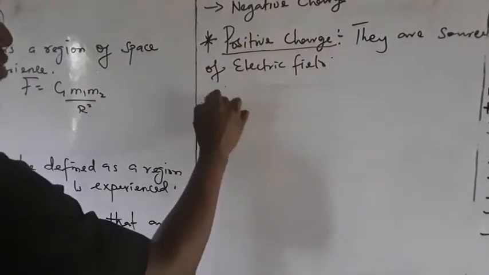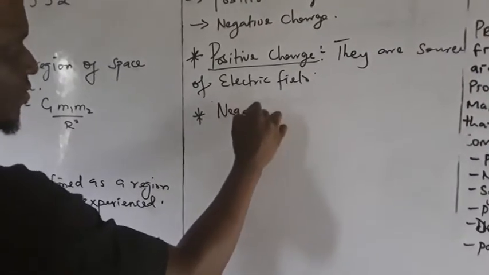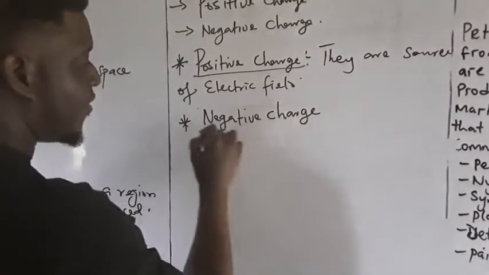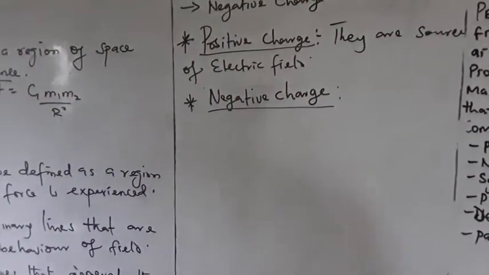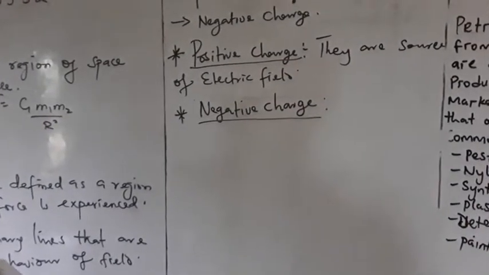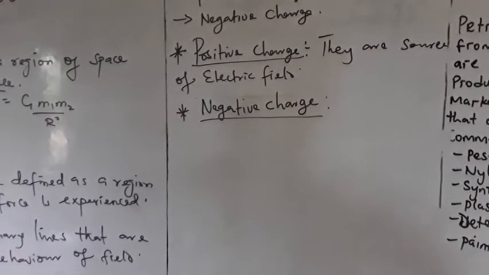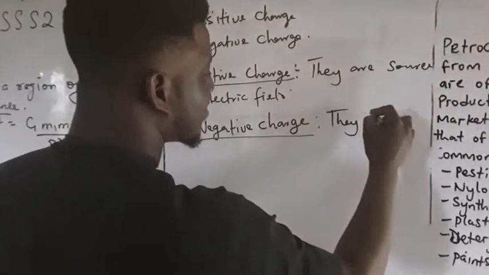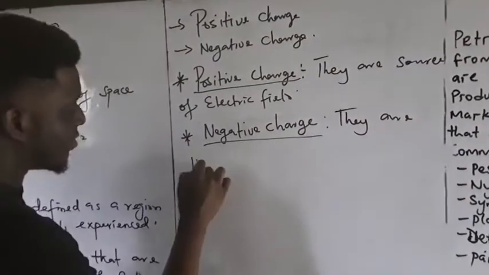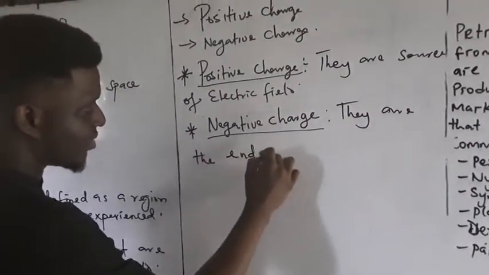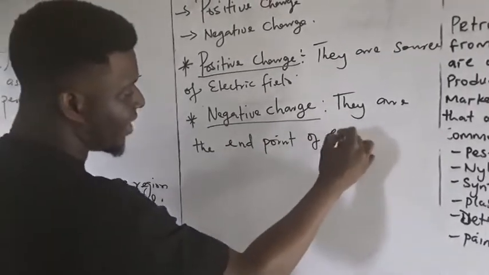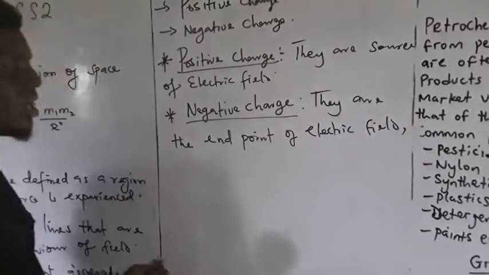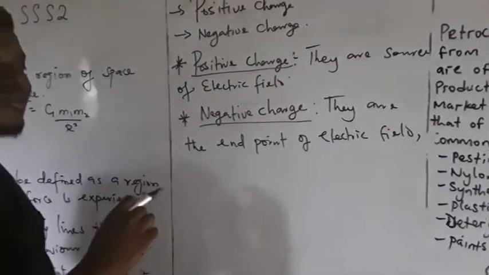Why negative charge? What are negative charges? You can hold your textbook so that you can go through it also to confirm. Negative charge can be defined as the end point of electric field, or can be defined as the point where electric field is terminated.